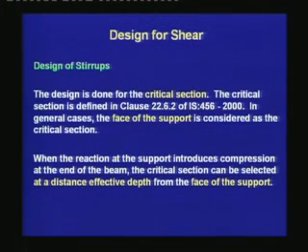When the reaction at the support introduces compression at the end of the beam, the critical section can be selected at a distance effective depth from the face of the support. In special situations like, say, a simply supported beam, when the reaction generates a state of compression in the concrete over the support, then the code allows us that we may consider the critical section to be at a distance of effective depth from the face of the support.